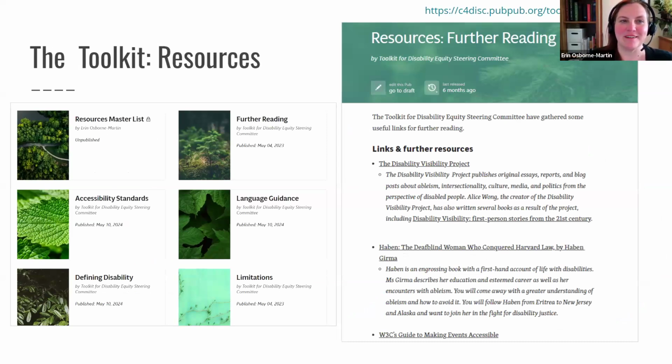I'm Erin Osborne-Martin. I work for Wiley as Associate Director for Strategic Analytics. I am based in Edinburgh, despite my accent, and I acquired a spinal cord injury while working for Wiley in 2017. So I've been in publishing for quite a while. I've been a disabled person working in publishing for a little less time.